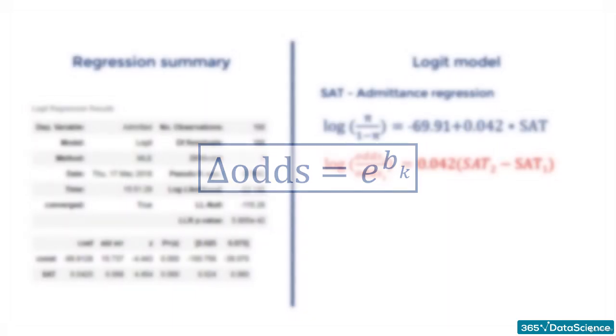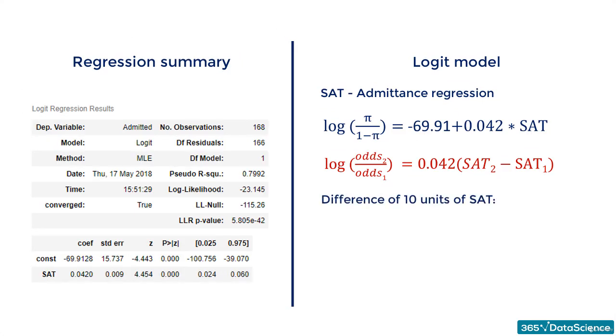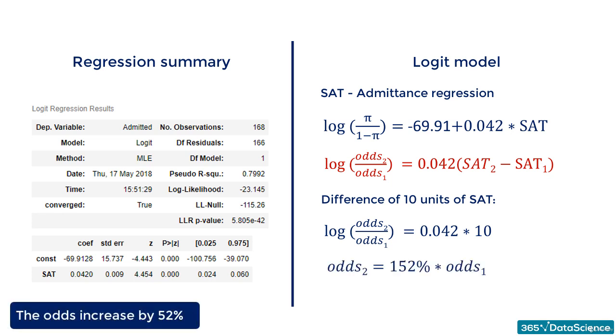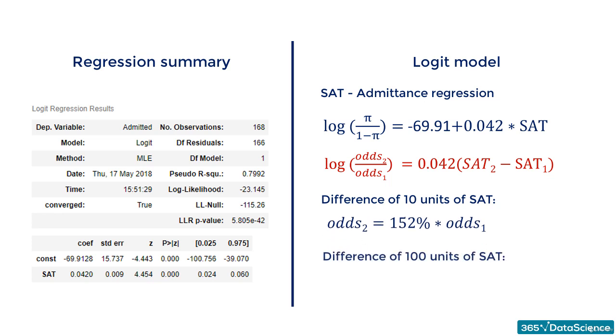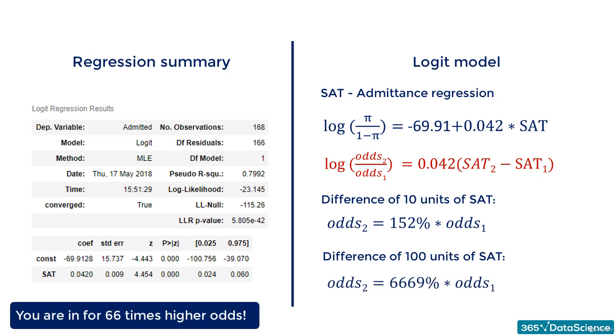Good. But what about a difference in SAT scores of 10 points? We can use the same approach to find that. The log of odds 2 divided by odds 1 equals 0.042 times 10, or 0.42. Doing the math, we get that the odds increase by 52%. What about getting 100 points more on the SAT? You are in for 66 times higher odds.